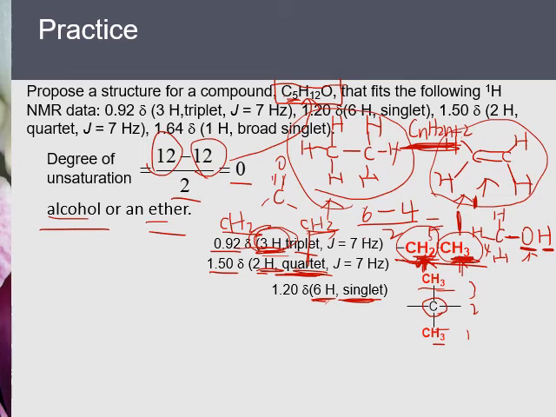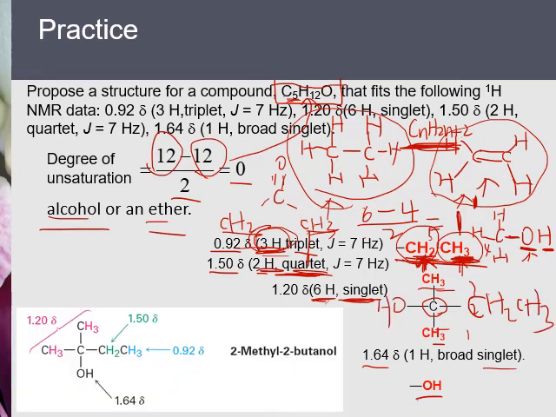One more thing: you have a peak at 1.64, a broad singlet, and that usually is an OH group. So how do we arrange them? The CH2CH3 probably connects to one of these carbons, and the OH is attached to this side, and that gives you this molecule.